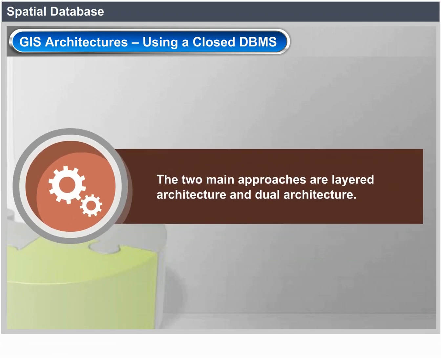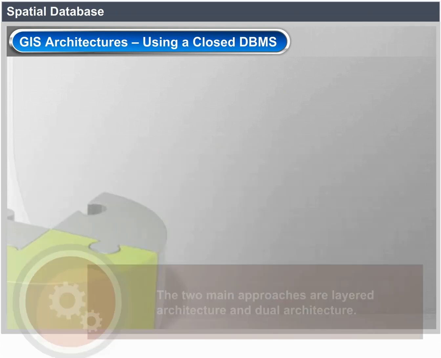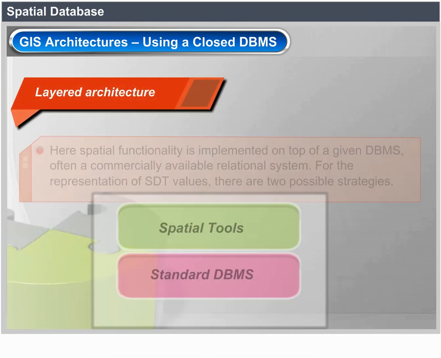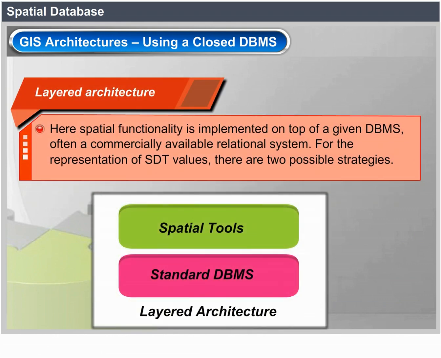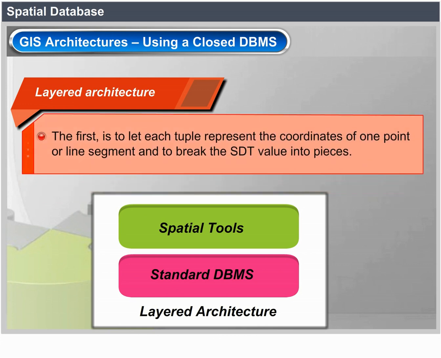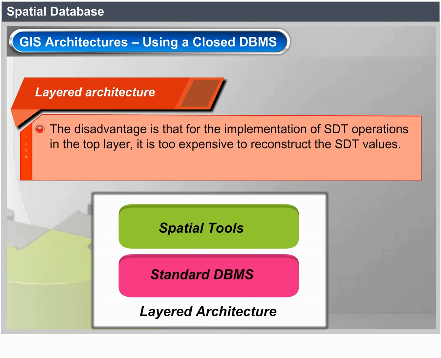Layered architecture. Here spatial functionality is implemented on top of a given DBMS, often a commercially available relational system. For the representation of SDT values, there are two possible strategies. The first is to let each tuple represent the coordinates of one point or line segment and to break the SDT value into pieces. The disadvantage is that for the implementation of SDT operations in the top layer, the SDT values have first to be reconstructed, which is far too expensive.